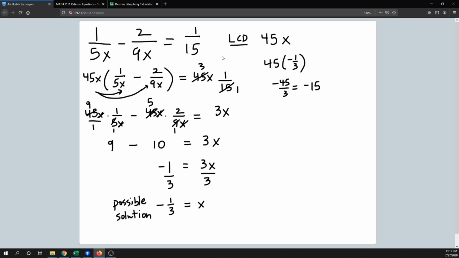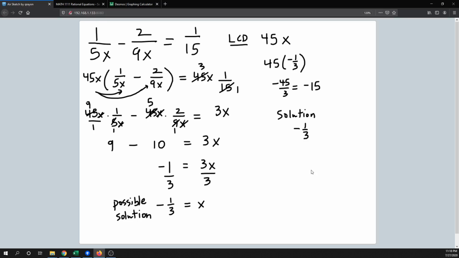All right, so that means in this step, when we multiplied both sides by 45x, we didn't violate the multiplication rule, right? Which says you can multiply both sides of an equation by any number you like except for 0, and the solution set will still stay the same, okay? So that means that negative 1/3 is an actual solution. So the solution here is negative 1/3, okay? And that's it for this one.